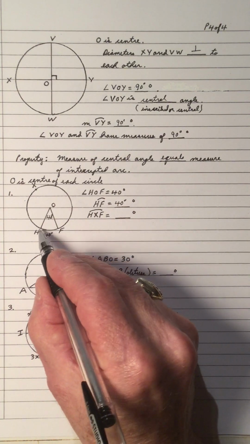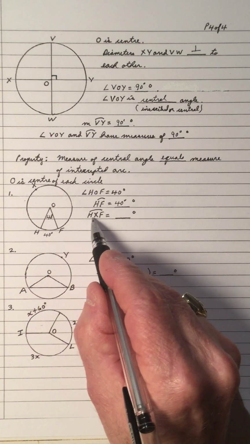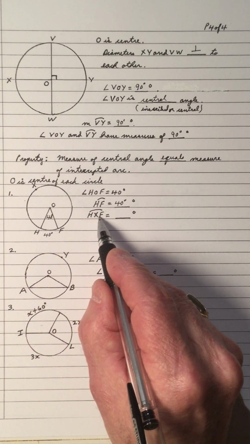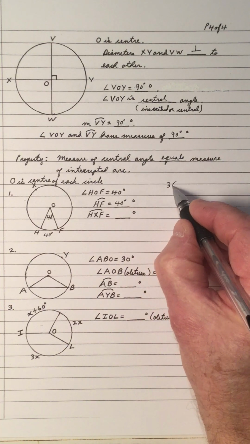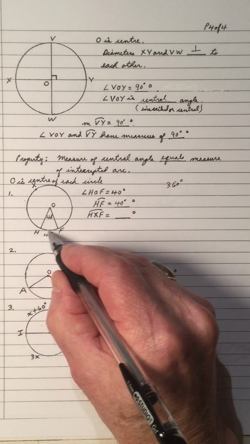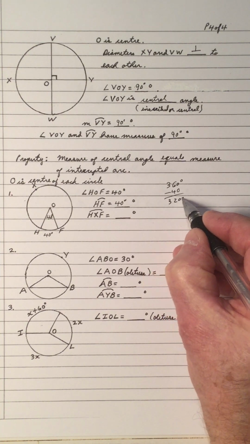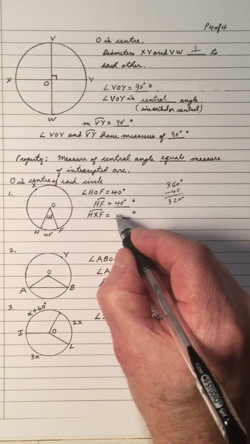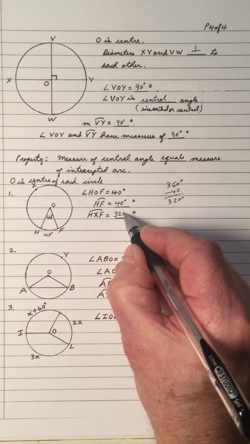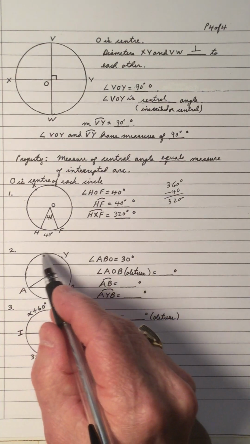That means that this arc is 40. That means the arc HXF all the way around the circle is 360. So this arc is 40. So when you subtract, you get 320. So the arc HXF is 320 degrees.